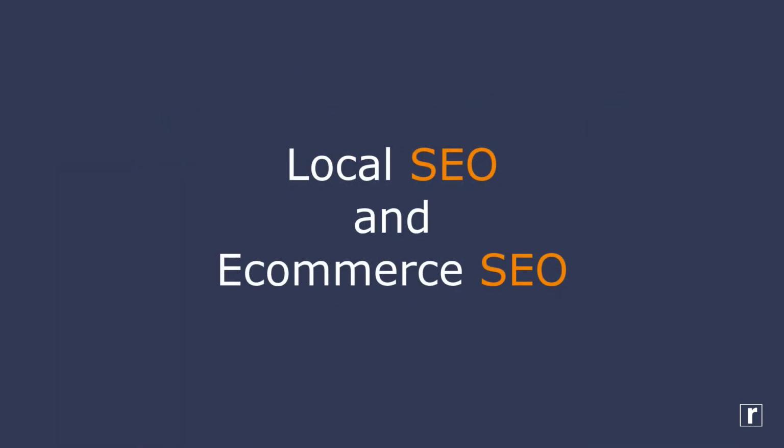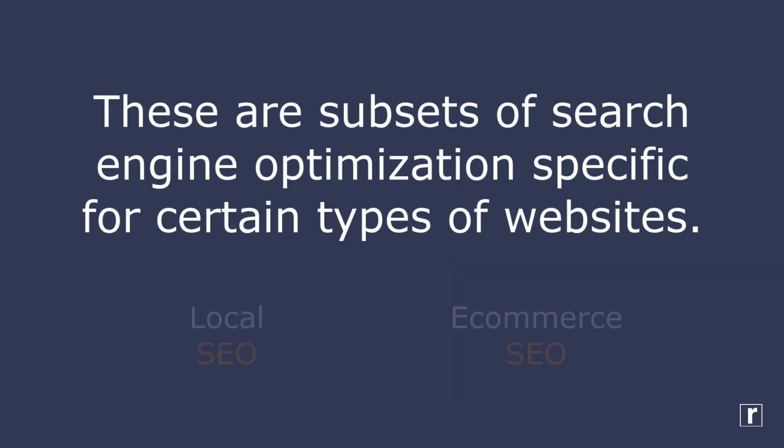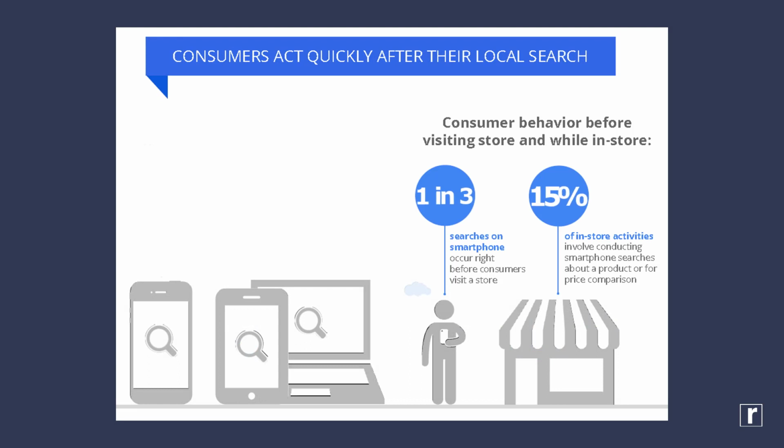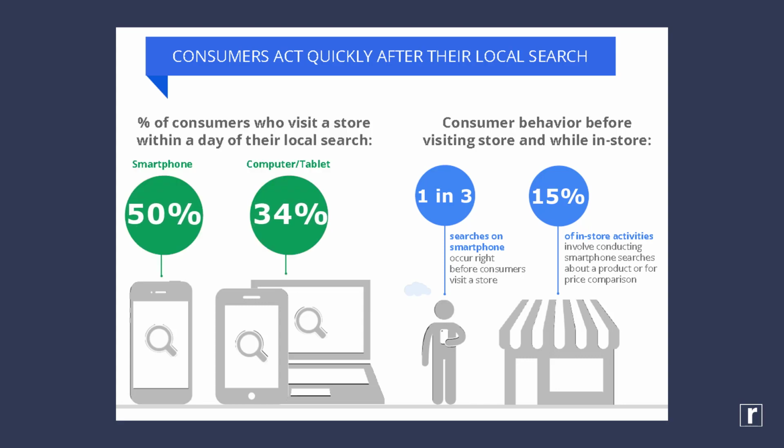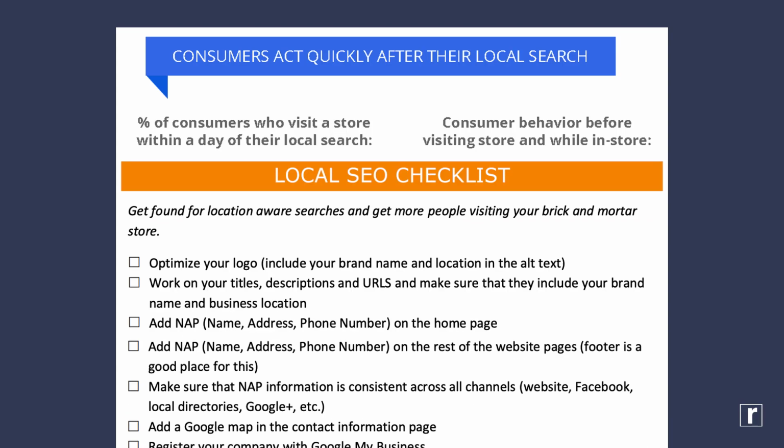When you start with SEO, you may come across other definitions like local SEO or e-commerce SEO. These are subsets of search engine optimization specific for certain types of websites. For example, local is more suited for businesses that have a physical presence and want to get more customers to their doors, while e-commerce is primarily for online shops.